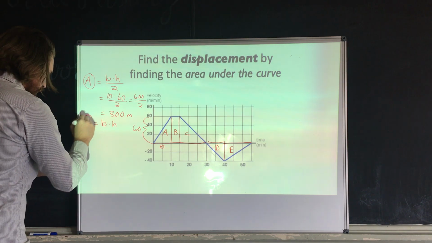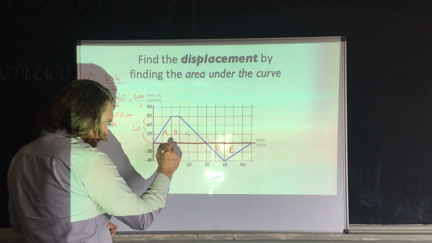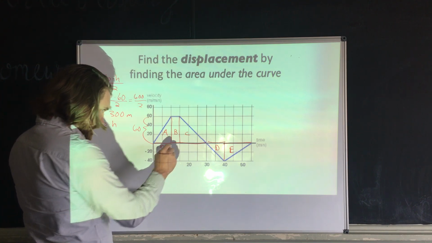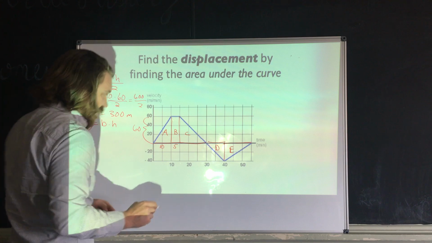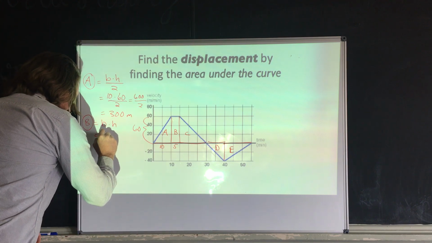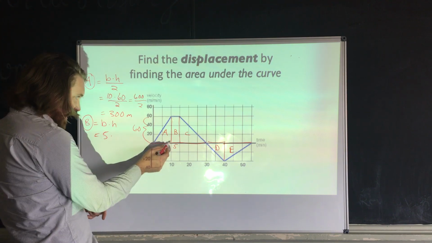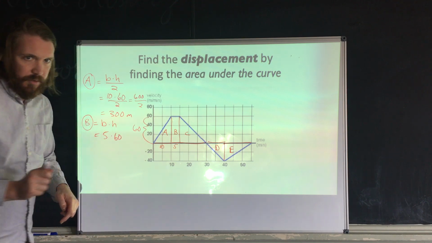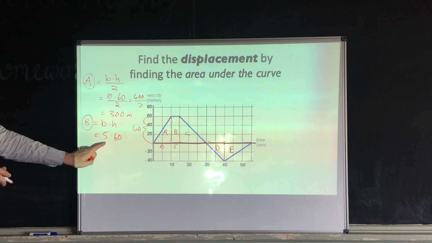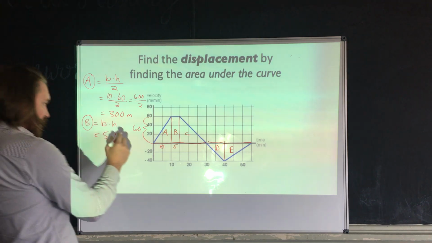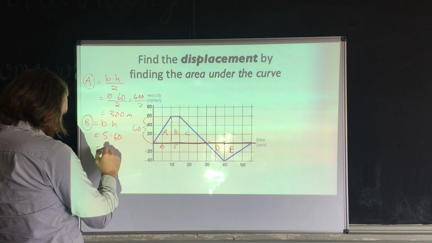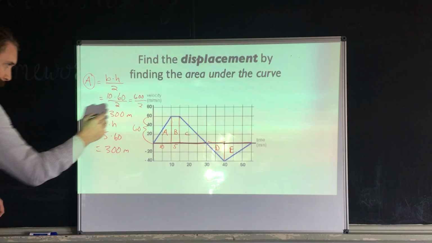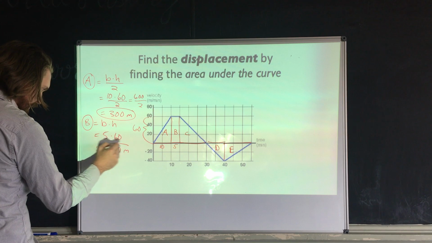Okay, circle this. My base goes from here to here, which goes from 10 to 15. 10 to 15 is 5. So my base is 5, and my height is 60. Very good. So here I have my base times my height. 5 times 60 is equal to 300 meters.